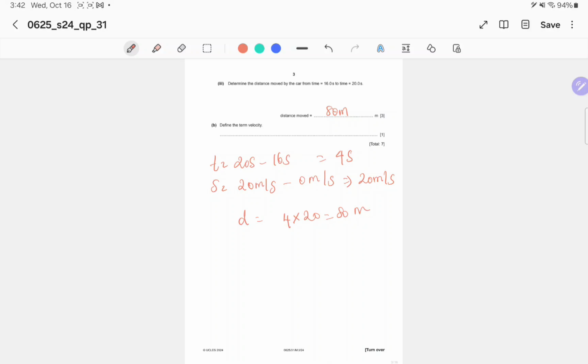Okay, define the term velocity. It's simple, it's the rate of change of displacement of an object. One more thing we have to write, it is with respect to time.